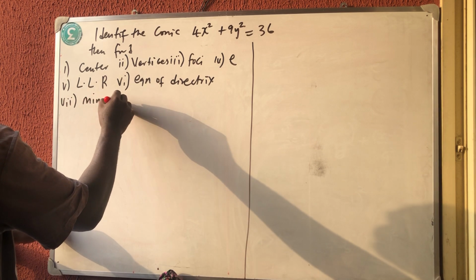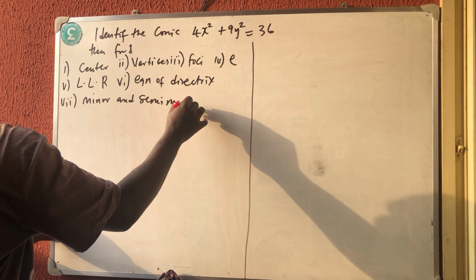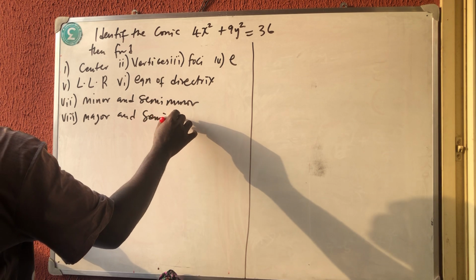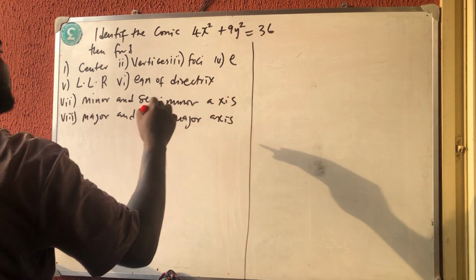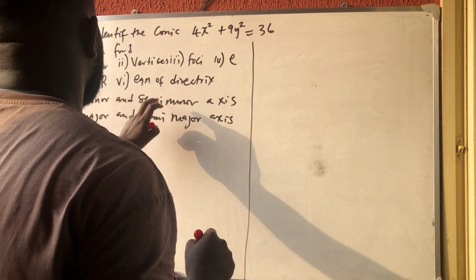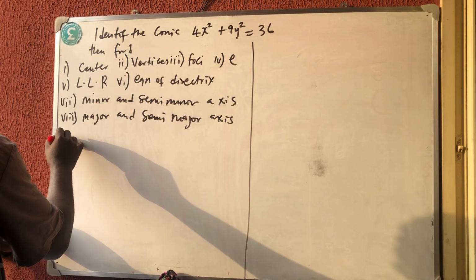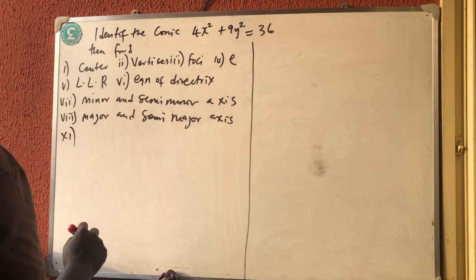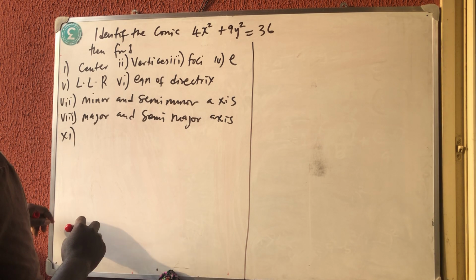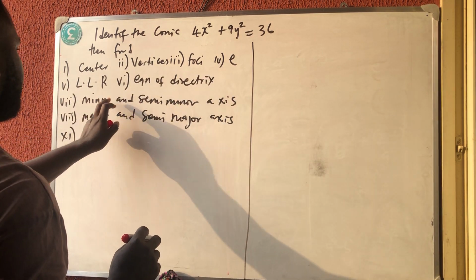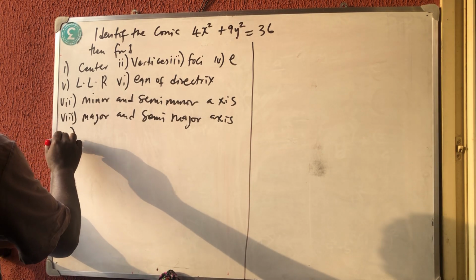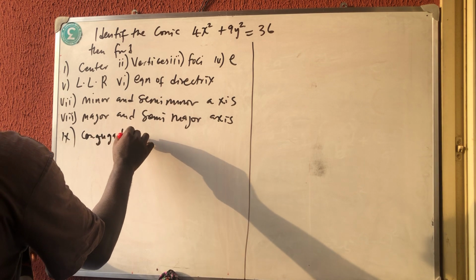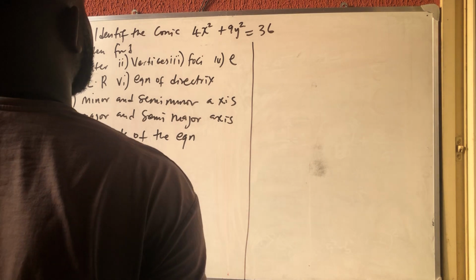VII, minor and semi minor, major and semi major axis. So how many are there? 1 2 3 4 5 6 7 8 9 10, so the last one is 11. So 11 questions. So the last question they can ask you is the conjugate of the equation. So the first thing we have to find is to identify what kind of equation is this.